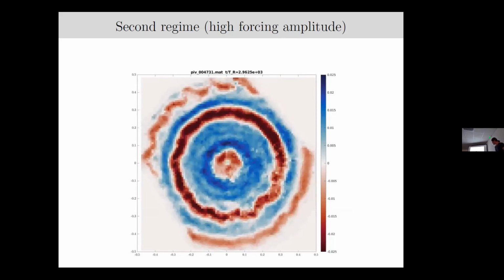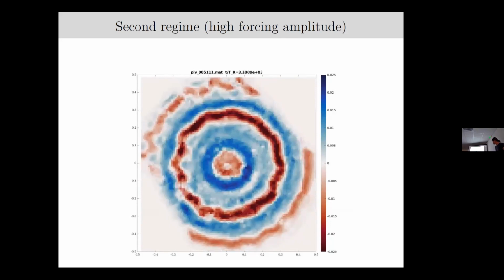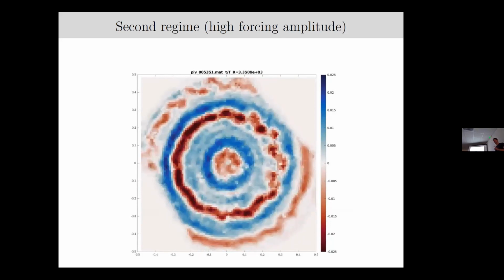And you can track where these jets are, and they are not always at the same position, and they are not always sitting on top of a forcing ring. Okay, so they live their own life, and you can repeat the experiment many, many times. You won't always get the same pattern. Okay, you have a strong multi-stability in that regime, which you don't in the first. In the first, you can repeat the experiment tens of times. You always get the same pattern sitting on your forcing pattern.